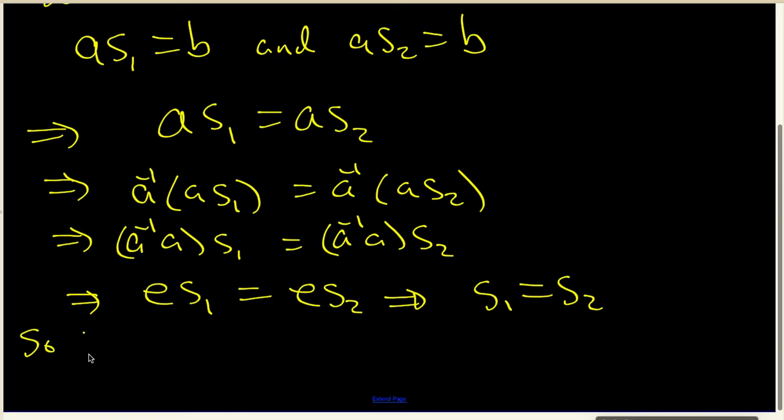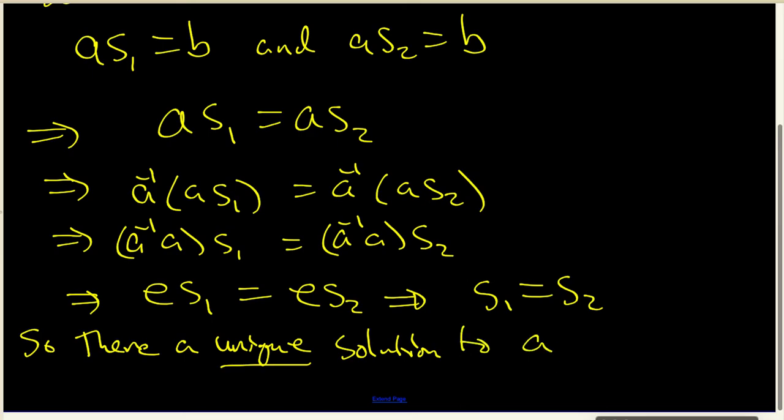This basically says there's only one solution to A times X is equal to B inside the group G. What we have done is we have proven a proposition, and I want to state that proposition carefully and correctly. So we have proved this proposition.